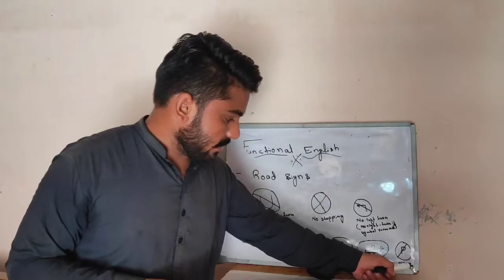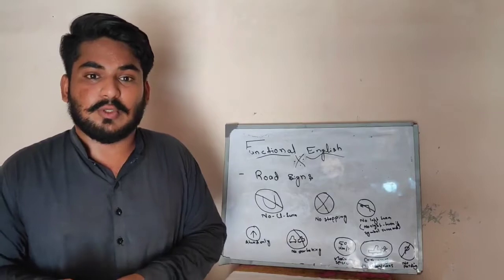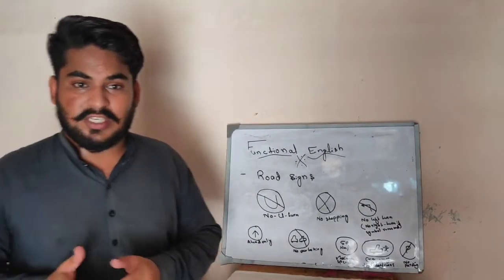Number 8, the last, is no parking, shown as a P with a cross line, which means you are not supposed to park your vehicle, car or bike over here. So this is all about my today's presentation.